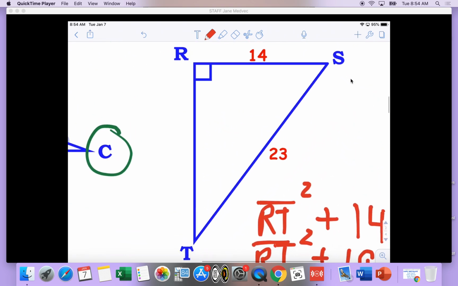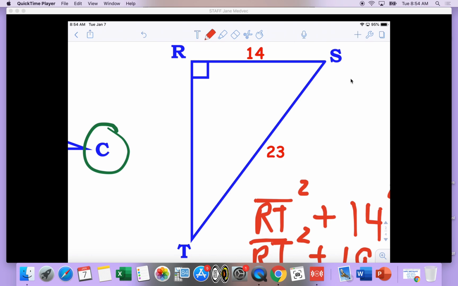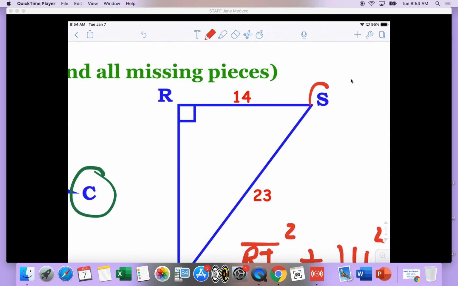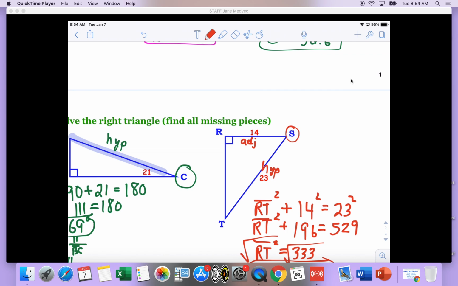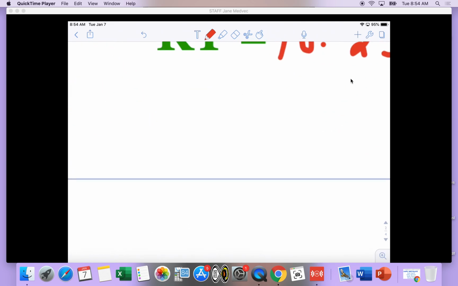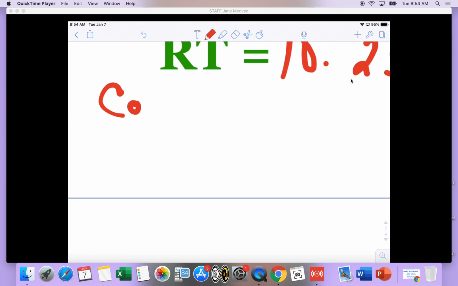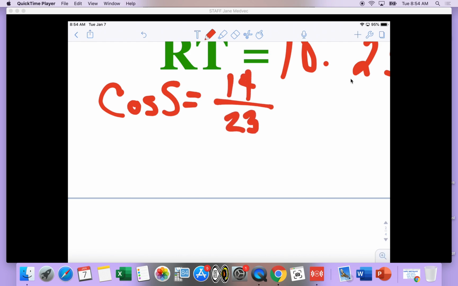All right, now I've got some other problems though. I've got the T and I got the S there. Which one do you want to solve for first? S. All right. Grab S. How is 23 in comparison? It's the hypotenuse. How about the 14? Adjacent. Which trig function? I'm going to use cosine. Cosine is adjacent over hypotenuse. Okay, and again, I'm trying to find angle S. So I'm going to go cosine S equals adjacent over hypotenuse.